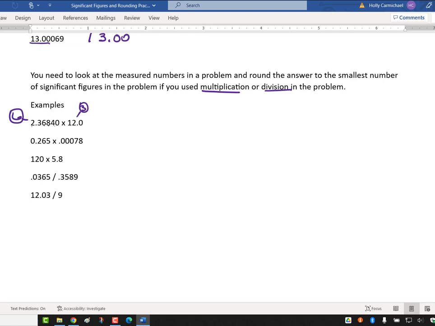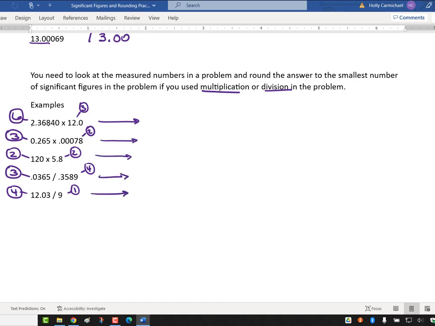This one only has 3 significant figures. This one, 2 significant figures, tells me how to round. 120 has 2 significant figures. 5.8, 2 significant figures. This one, 3 significant figures, 4 significant figures. And the last one, 12.03, 4 significant figures. 9 has just 1 significant figure. So in each case, do the math first. Do not round first. Do the math first and then round.